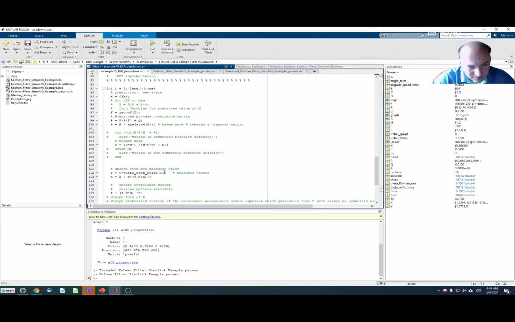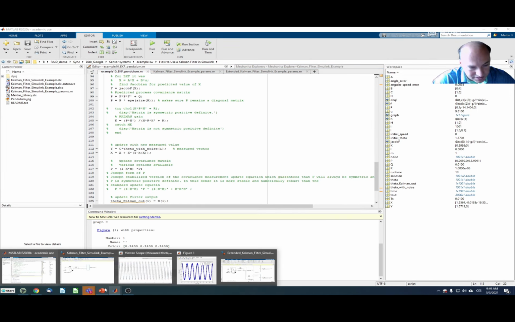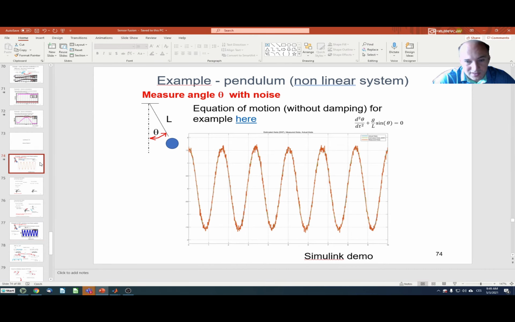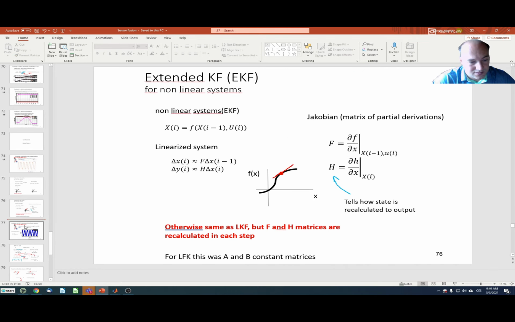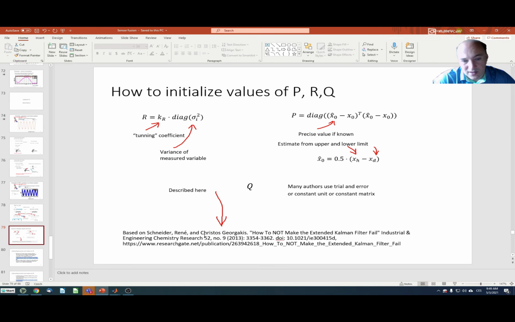Now there are some more details that I will skip. If you are interested in why this is so, I suggest that you take a look at the example on the demo of the Kalman filter. Where is it? It was somewhere. I think it was here. Here is the paper that describes how to actually set the values of the individual matrices.